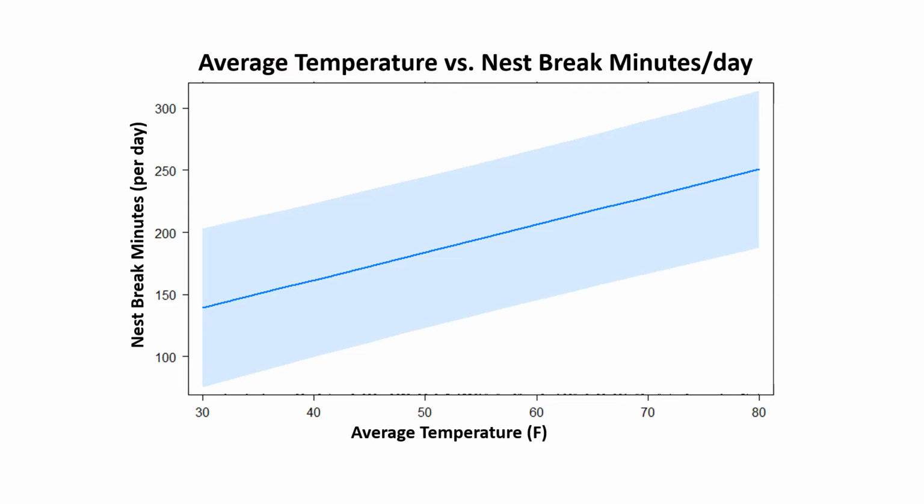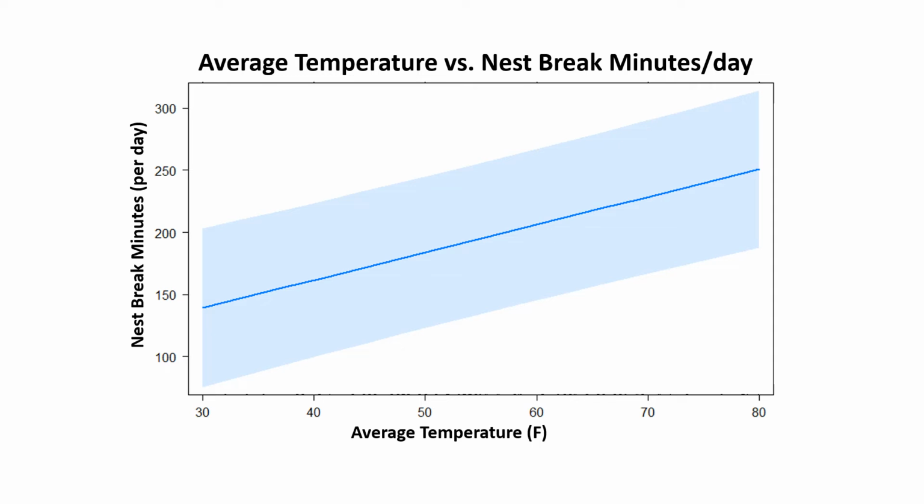For the first relationship, we looked at average temperature and the average number of nest break minutes, or time spent off the nest. Average temperature data was collected from the National Oceanic and Atmospheric Administration website and was recorded for each day a bird was incubating. We saw a positive relationship between temperature and nest break minutes. When average temperature increased, birds tended to spend more time off the nest.